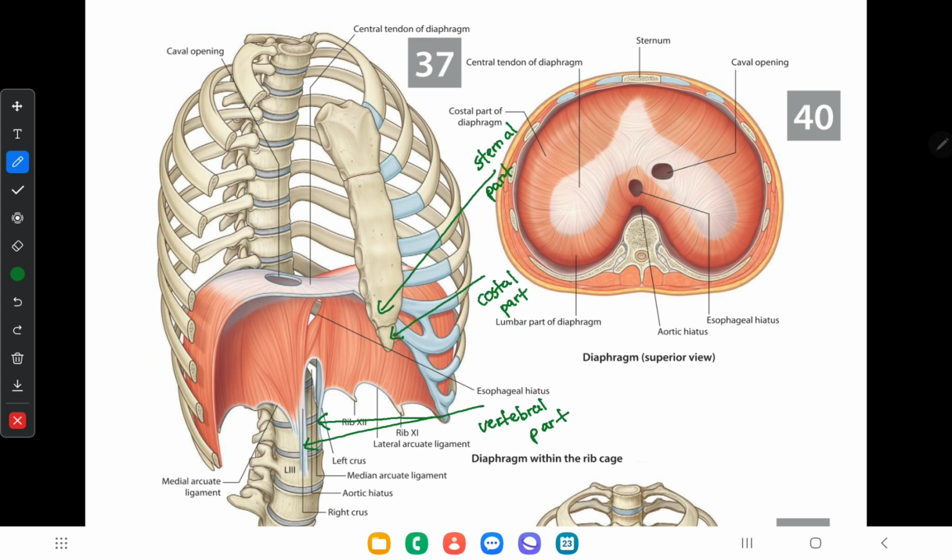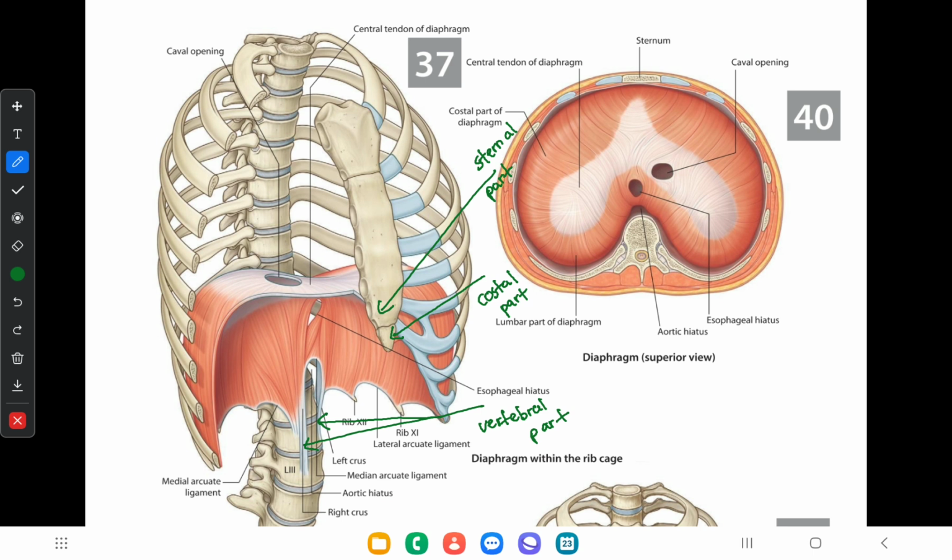Let's see what the attachments of the diaphragm are. The diaphragm originates from three sides. They are from the sternum, from the costal area, that means the lower 6 ribs, and from the vertebral part.